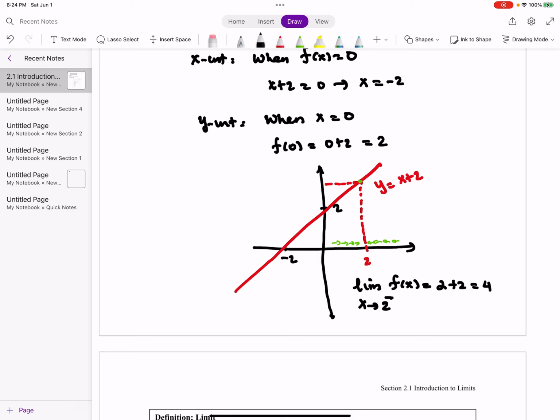Again, the limit of f of x as x approaches 2 from the right side, the same thing, 2 plus 2, which is 4. And the function value is f of 2, which is the exact value, x plus 2, which is 2 plus 2, which is 4. Now, the limit from the left, the limit from the right, and the function value are the same. In this case, we call it the function is continuous at x equals 2.